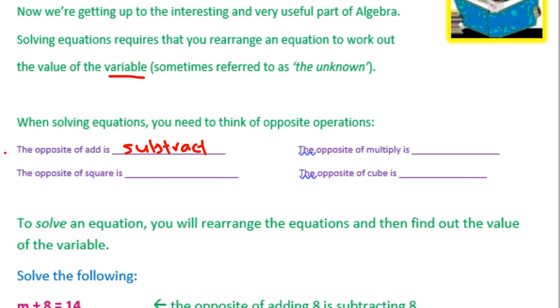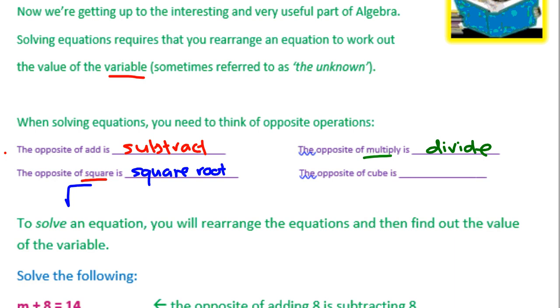So the opposite of add. What's the opposite of add? The opposite of add is, correct, subtract. What is the opposite of squaring? The opposite of squaring is that funny symbol, the square root. What's the opposite of multiplying? The opposite of multiplying is divide.